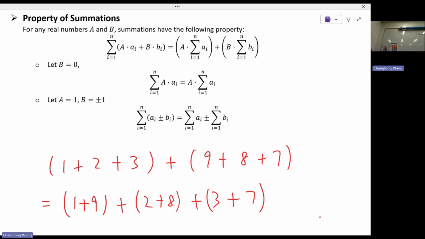So why am I talking about the associative property? Take a look at the last property here. Do you see what's going on? If you look on the right-hand side, it's asking to add up the first sequence. Then you have the second sequence added up. Later, you add up the sum of the two sequences. But it's the same thing as adding up the corresponding terms, 1 and 9, 2 and 8, 3 and 7. It's protected by the associative property.